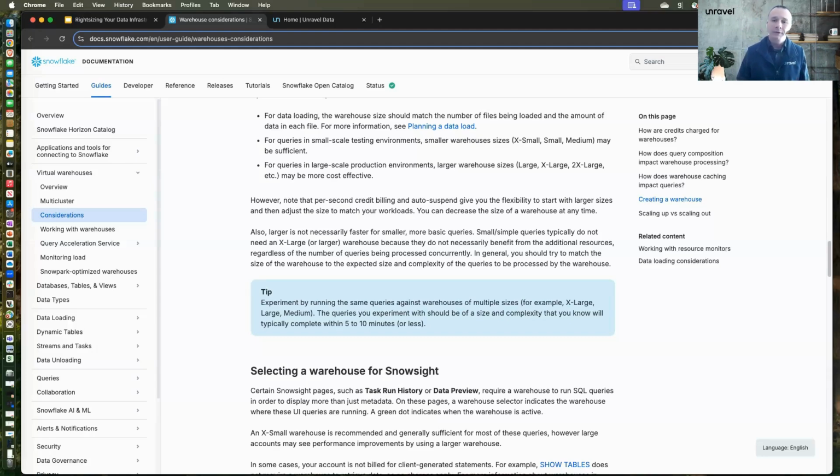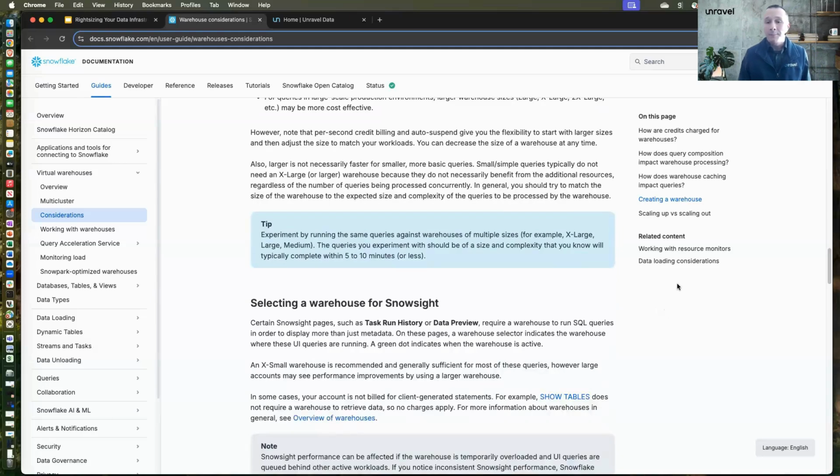Now, also don't forget about keeping in mind other use cases, maybe scaling up versus scaling out, plus other considerations around other configurations, such as automating the suspension or automating the resuming of those warehouse clusters.